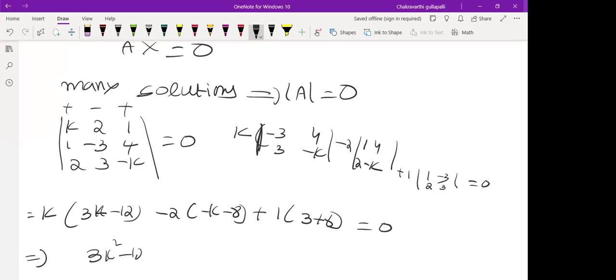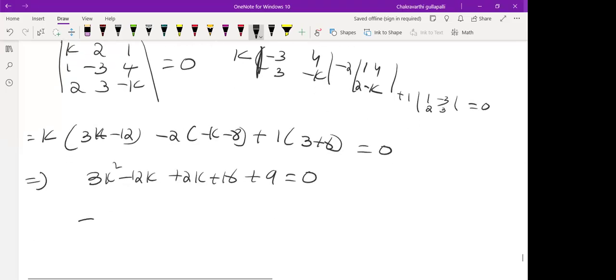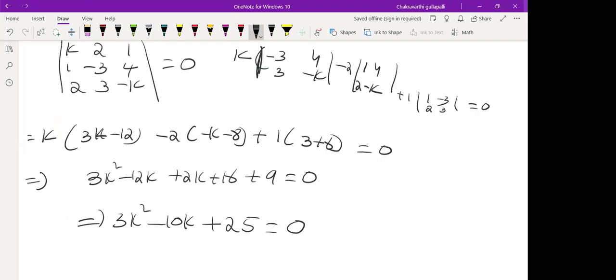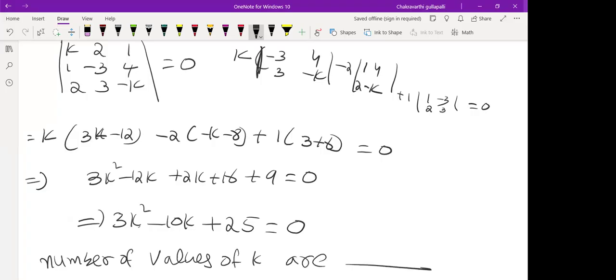This gives three K square plus 25K. Am I right? If there is any mistake, tell me now itself. How many values of K are there? Without solving, you can answer. This is a second degree equation, so how many K values will you have? 2. A second degree equation will have 2.